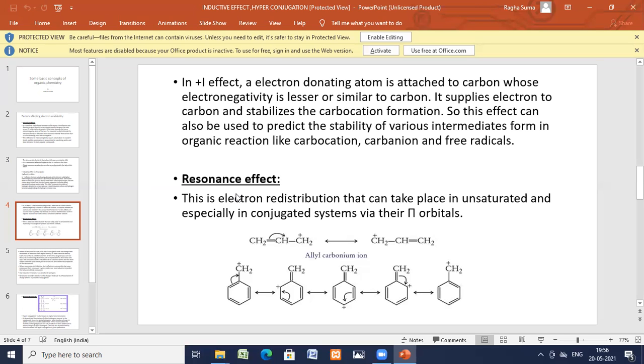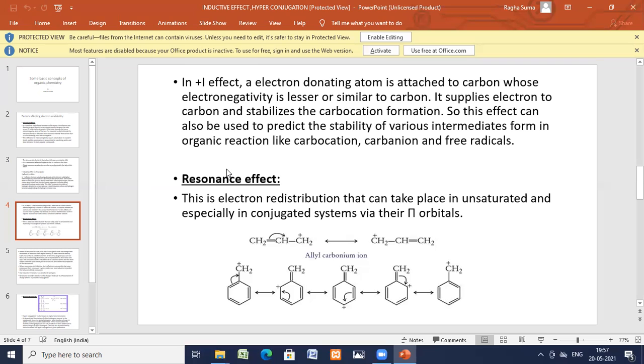Now, a small instance, that is the acidity of the carboxylic acids, we will take. Carboxylic acids are proton donors. See, I'm giving you a brief application of the inductive effect. One is the basicity of the amines, and the second one is the acidity of the carboxylic acids. Carboxylic acids are the proton donors. They act as the acids. RCOOH gives rise to RCOO minus plus H plus ion. So because it is giving H plus ion, it is an acid.